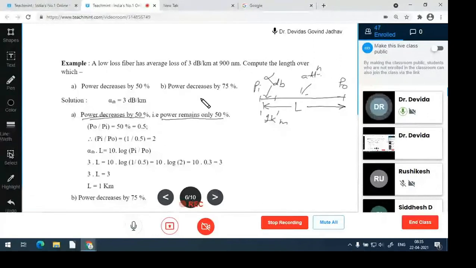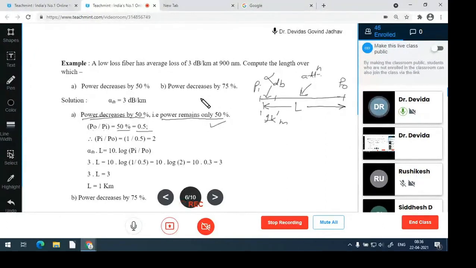It is decreased by 50%, so what is remaining at the output? At the output, the power remaining will be only 50%. So decreased by 50% means what remains is also 50%. If you take the ratio PO upon PI, whatever PI is inputted, what remains, the PO upon PI ratio, is 50%. So it is 0.5. This is the power ratio.